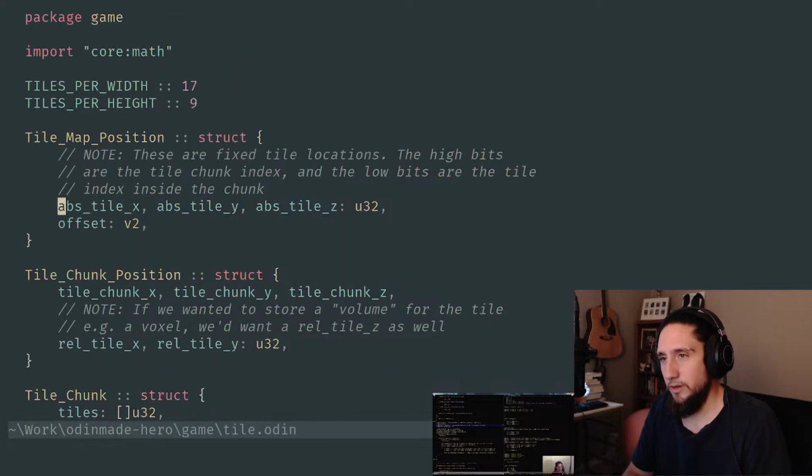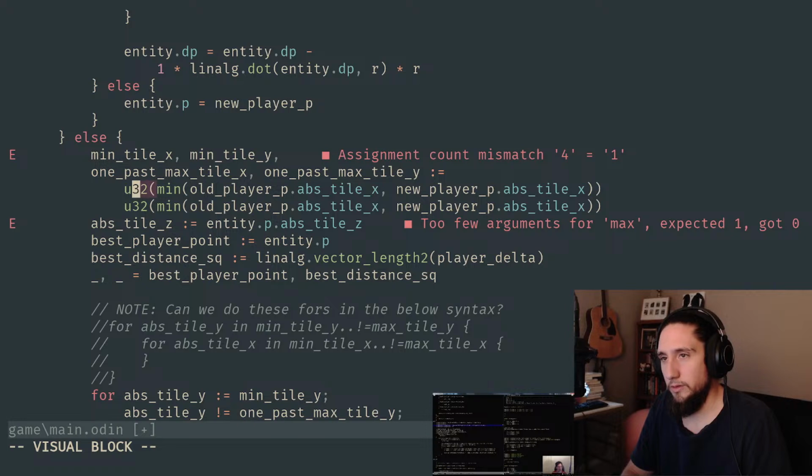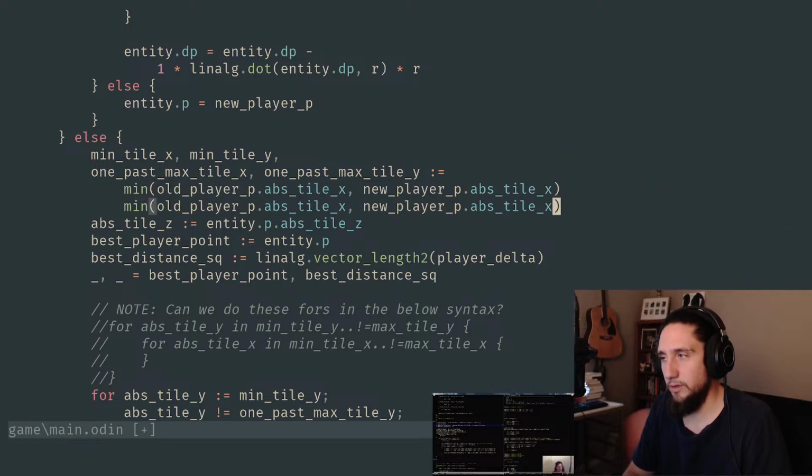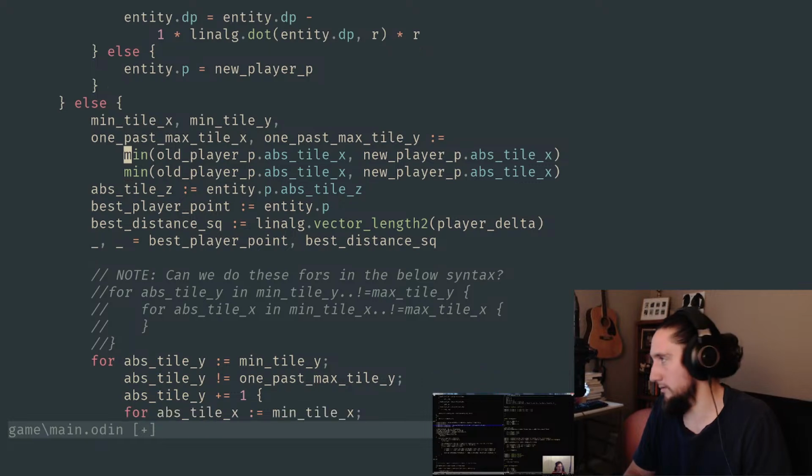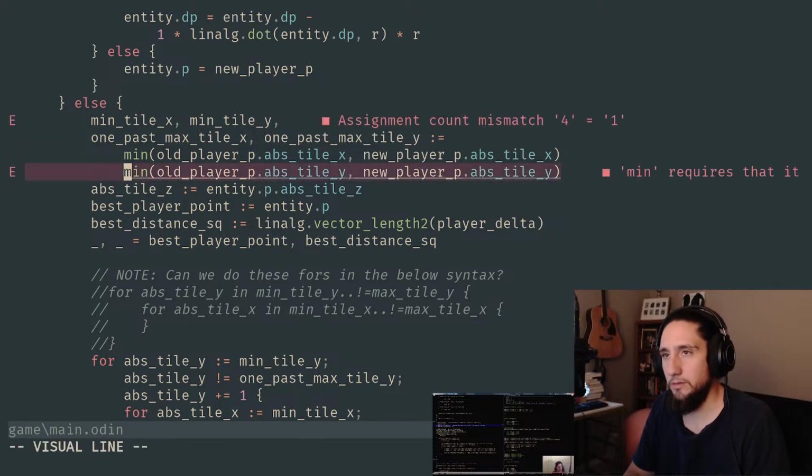Is this actually already a U32? It is. So I don't need to do this cast. I was thinking we were going to pull these values off of something that was non-U32 for some reason. Yeah, so that gives us that, and then we want one past the max. Oh, I need to change that to Y. But we want one past the max.